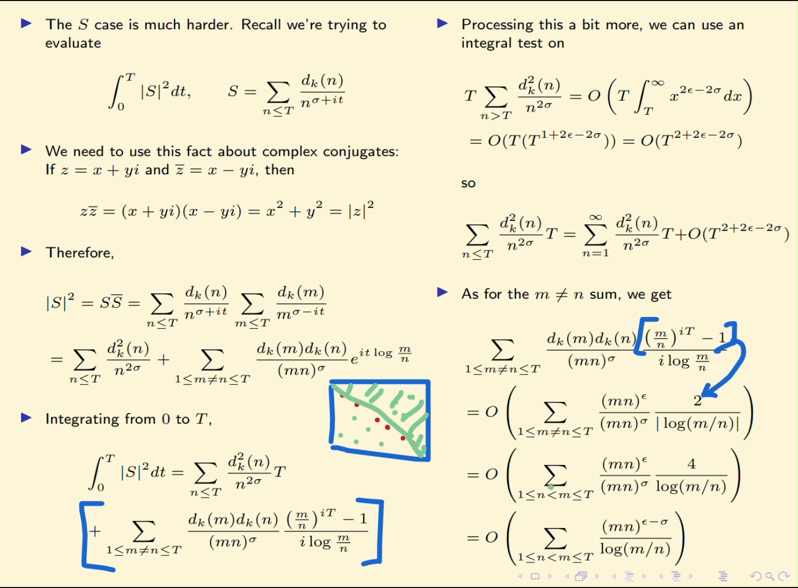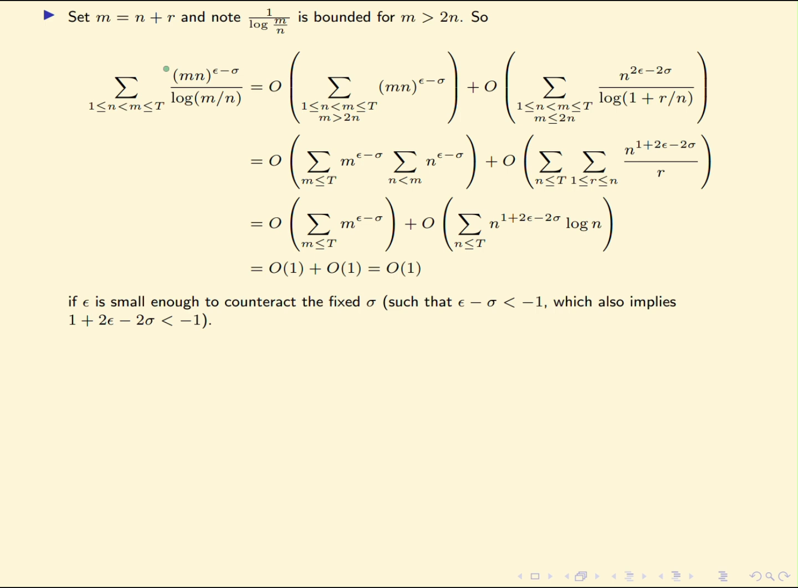And then we're going to continue this on the next page. So this is the same thing as before. And we're going to split out this sum into 2. So we're going to set m equals n plus r. And I'm going to note that 1 over log of m over n is bounded when m is greater than 2n.